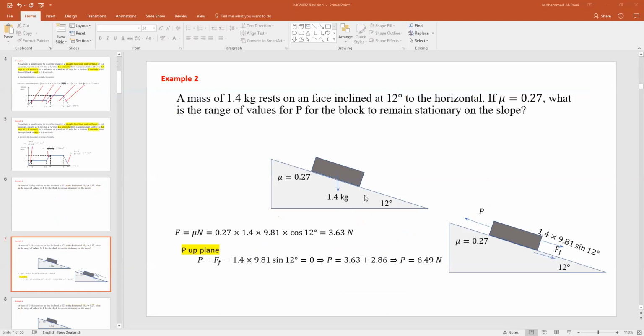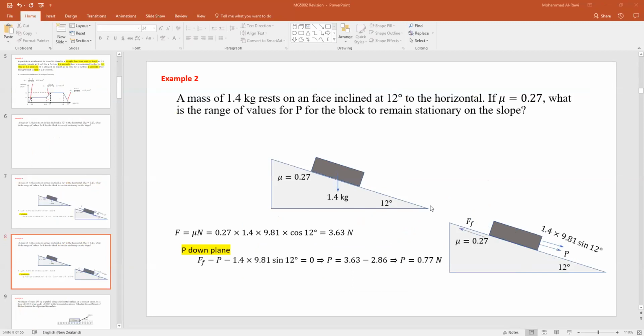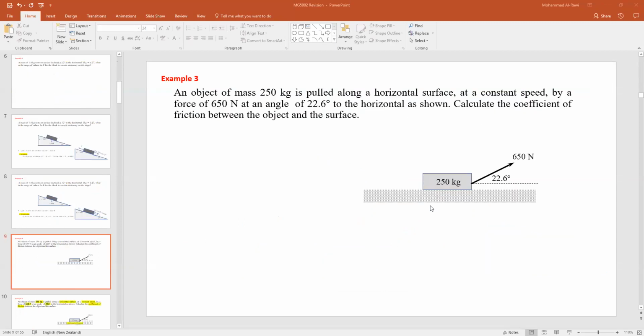There are two possibilities: the block could be moving downwards or upwards, but we want to make sure what the range of P is for that value. Some of you were confused about the solutions for that. Therefore, I prepared a new question about friction, another one. So this is example 3. Let's try to read it together.